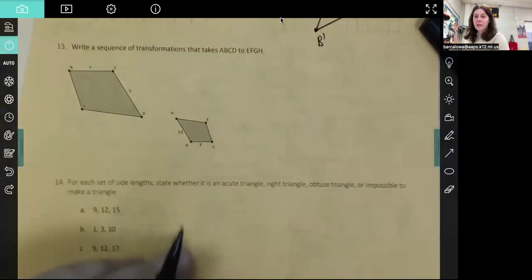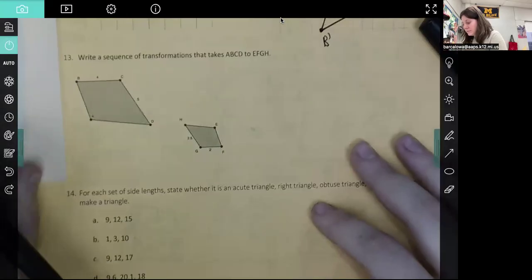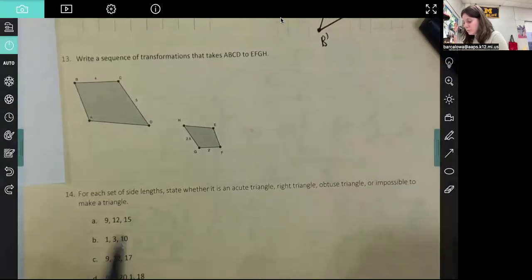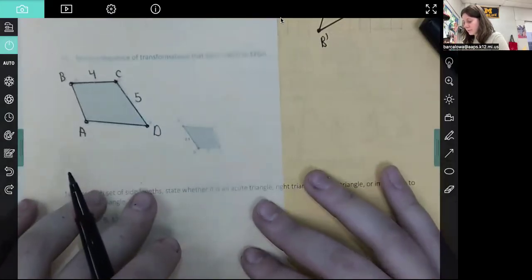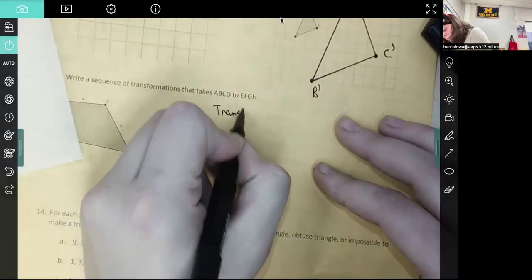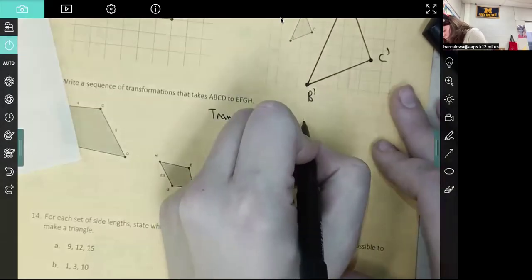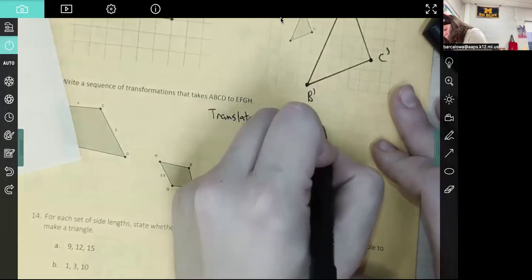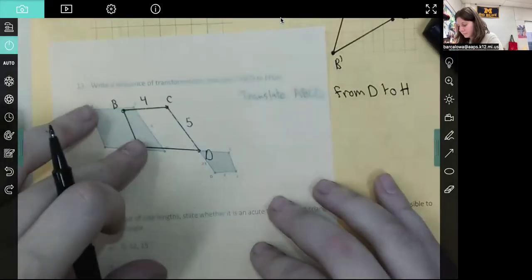Okay, anyway. We are always going in the order: translate, rotate, reflect, dilate. So let's pick 2 points that correspond with each other to translate. I think I'm going to pick D and H. That's kind of like the pointy one. So translate. I'm going to say translate A, B, C, D from D to H.